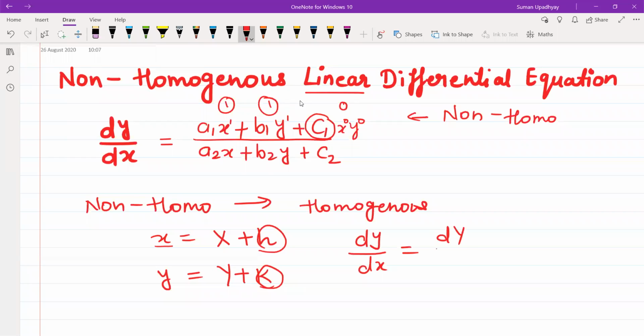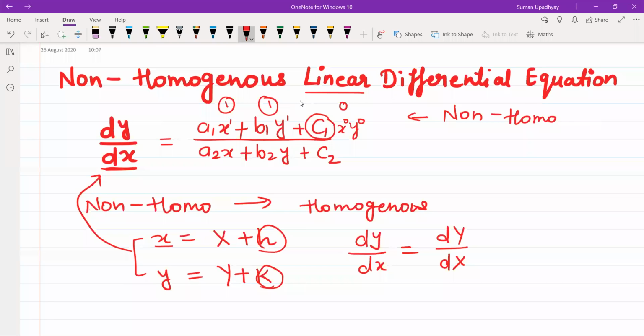So your small dy by dx will become d capital Y upon d capital X, because h and k are constants. So if I take their derivative, it is going to be 0. So ultimately your dy by dx, which is present over here, is going to be dY upon dX. So I'm going to substitute this in the equation, and then rearrange the terms. That I will show you later on in the problem solving.